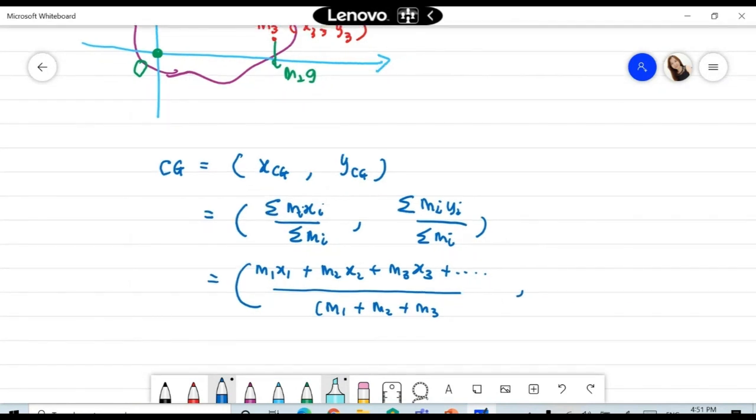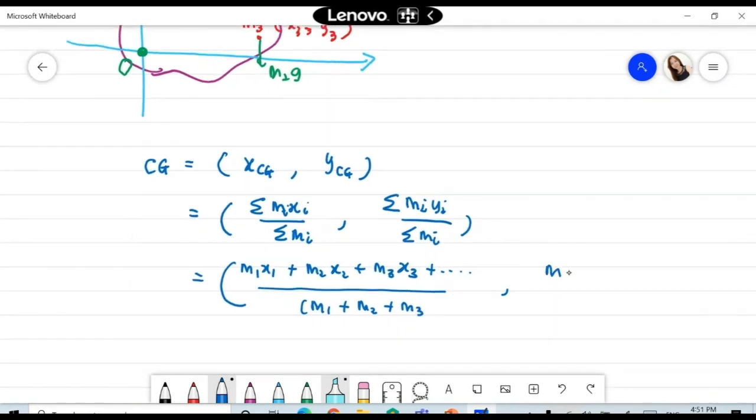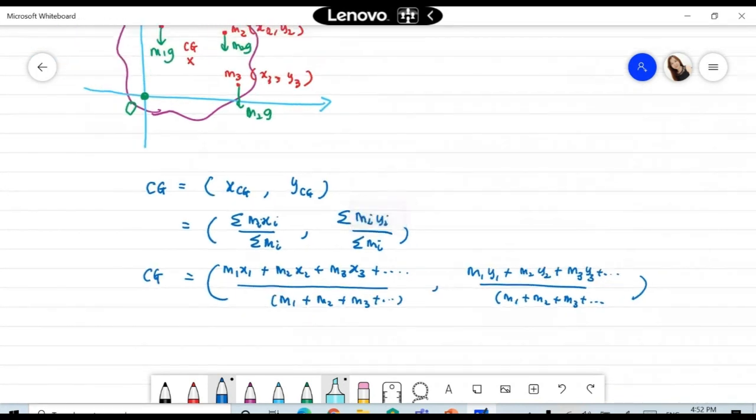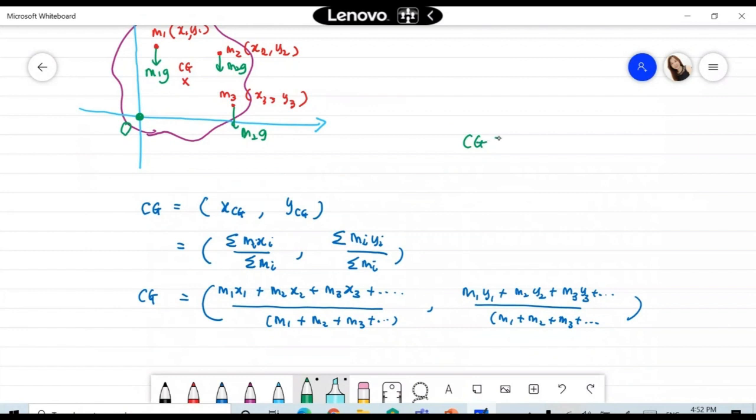This is the x coordinate. Same for the y coordinate, you just add up the products m1 y1 plus m2 y2 plus m3 y3 plus dot dot dot, divided by the total mass m1 plus m2 plus m3 and so on. Okay, that is how you get the center of gravity for the system which consists of 3 particles. The general expression is the sum of moment divided by the sum of weight.